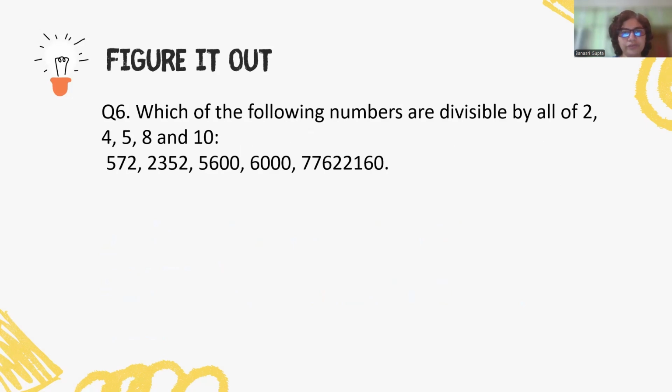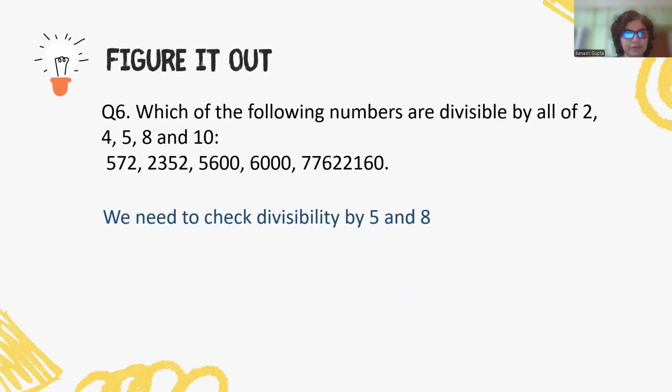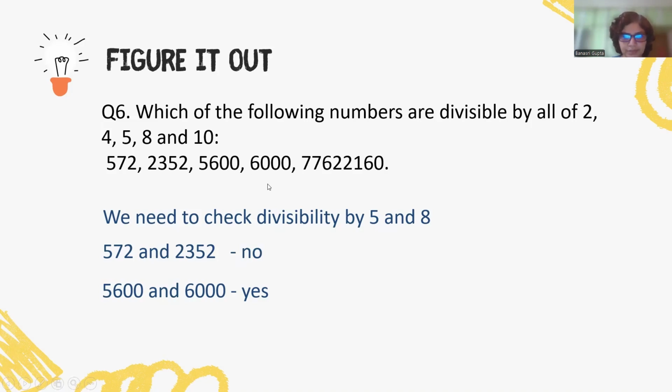Which of the following numbers are divisible by all of 2, 4, 8 and 10? We'll use the same divisibility test as in the previous problem. So we need to check divisibility by 5 and 8. These 2 numbers are not divisible by 5 because the last digit is 2. So right away we can say no. For these 2 numbers, we can easily check that they are divisible by both 5 and 8. So yes.